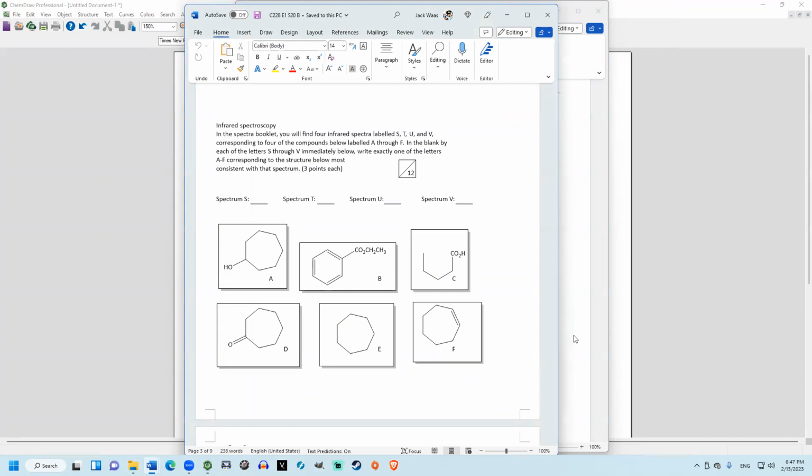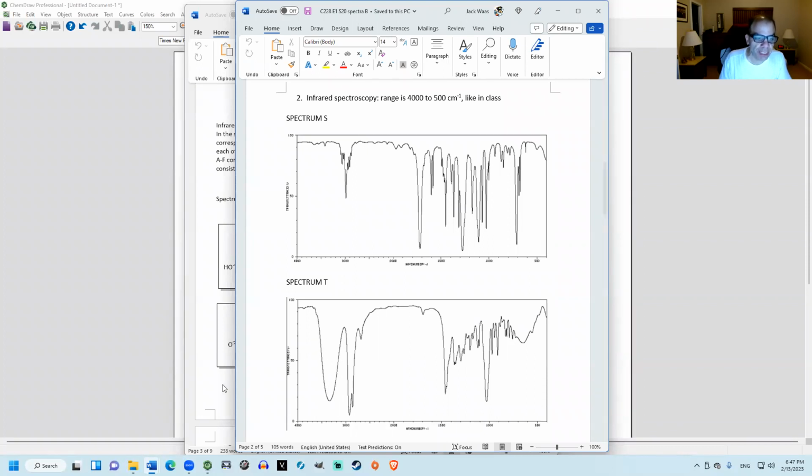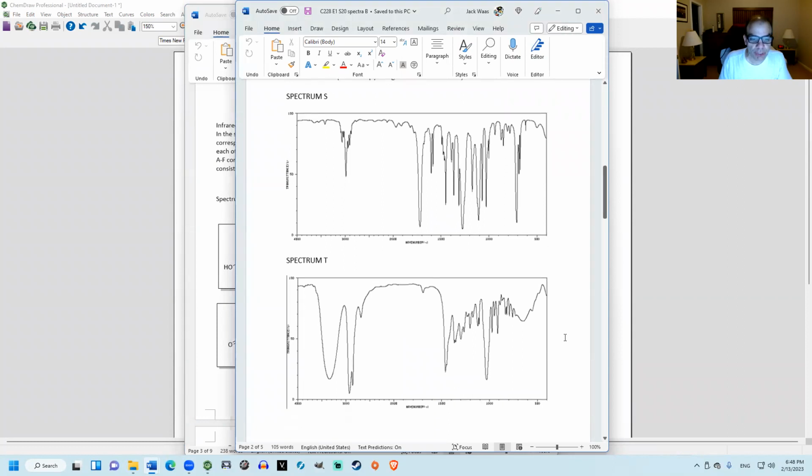For spectrum U, would you say that's a carboxylic acid, or is it not big enough? Let's see. Well, can we take care of T real quickly beforehand? T is definitely an alcohol. You can tell from the OH stretch over here, and I think there was only one alcohol. Yeah, A. So T has to be A. Let's look at spectrum U.